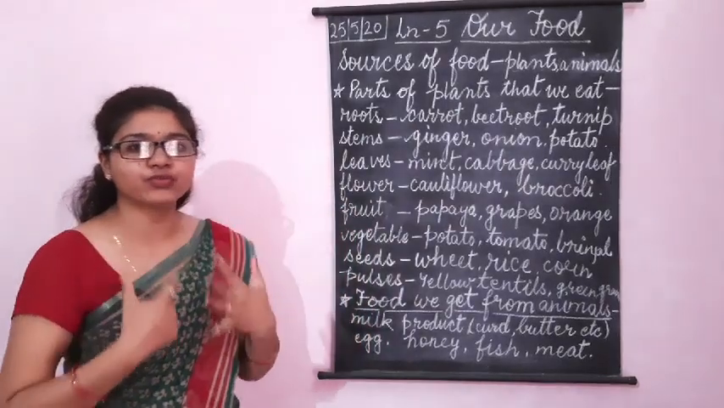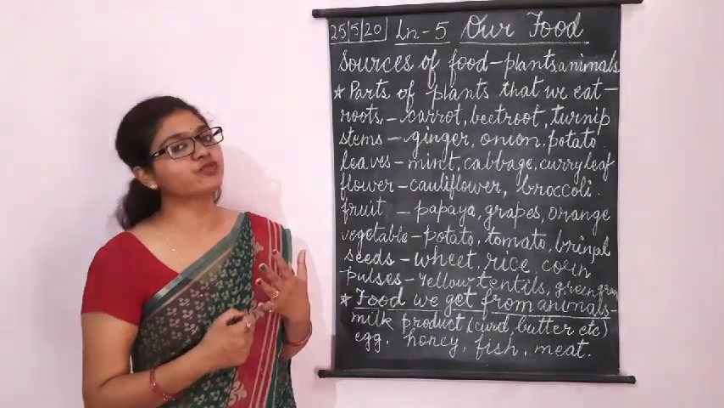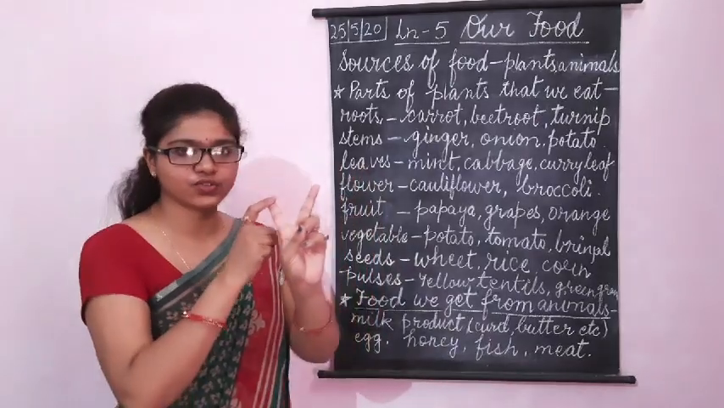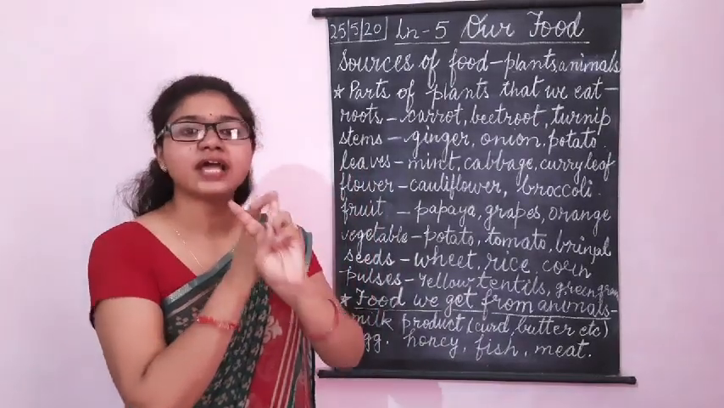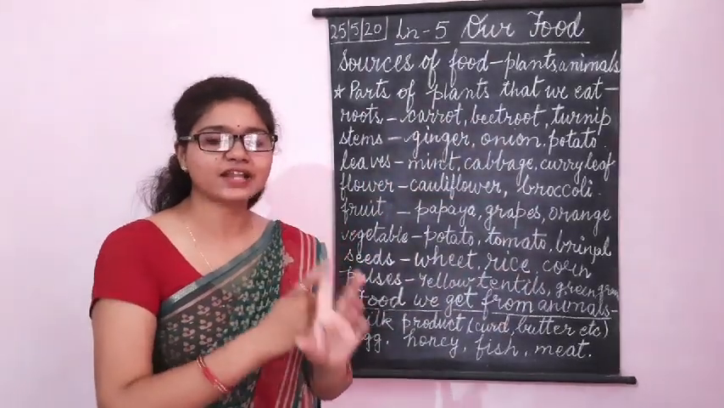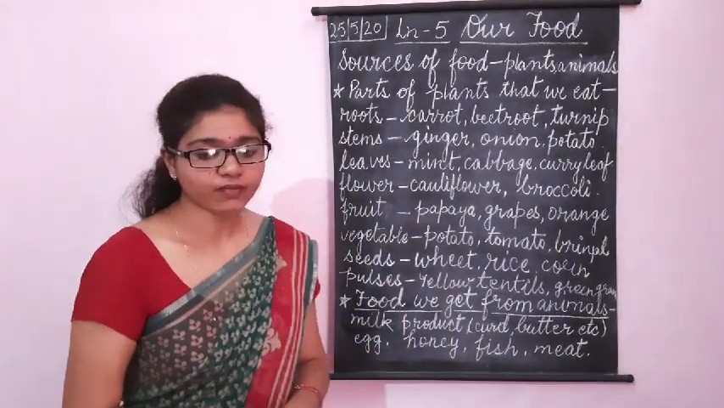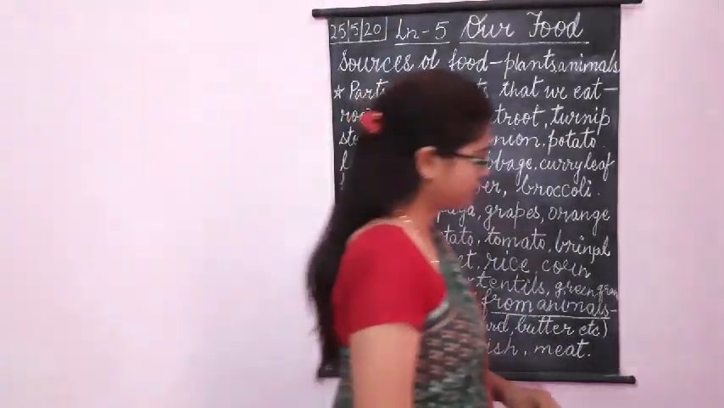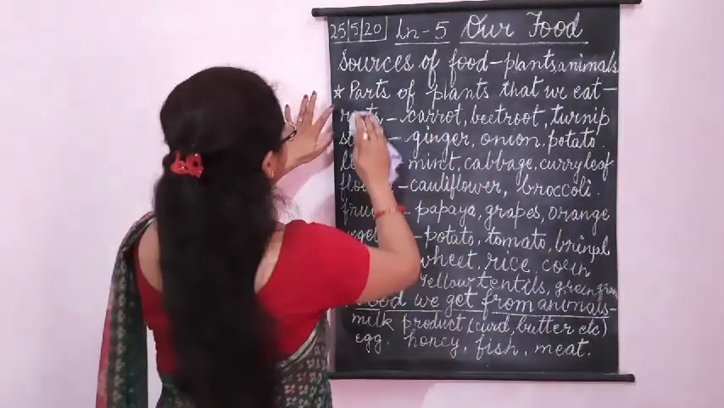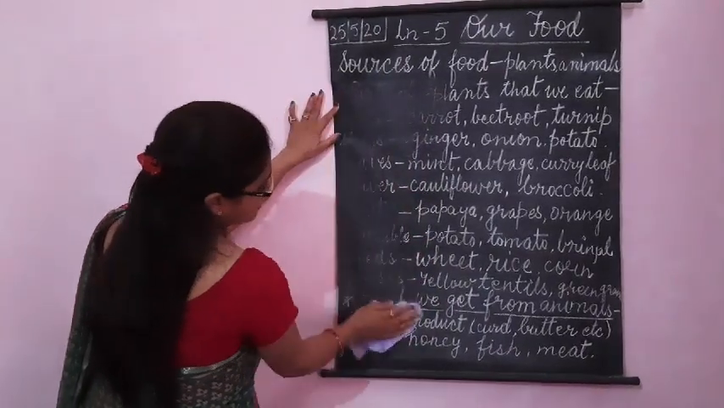We get our food which is giving us energy. We get these food from two sources. The first source is plants and the second source is animal. From plants we get these fruits, and from animals we get these food. Okay. Now, is it clear? I hope it is clear. We get these things from the plants and we get these things from the animals.